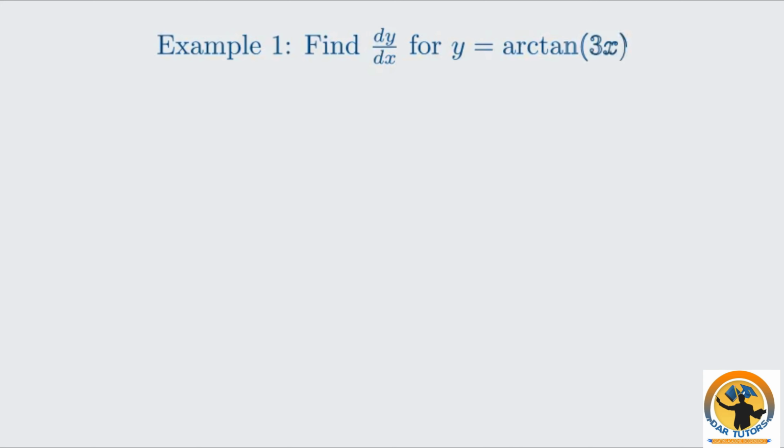Let's start with a straightforward application of the chain rule. Consider the function y equals arctan of 3x. Here, our inner function, u, is 3x. The derivative of u with respect to x is 3. So u equals 3x and du/dx equals 3.